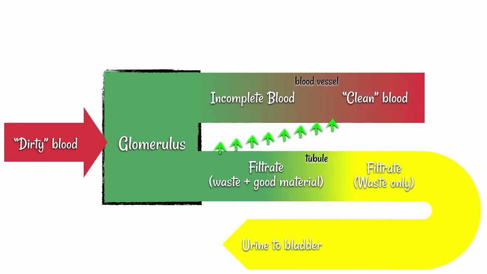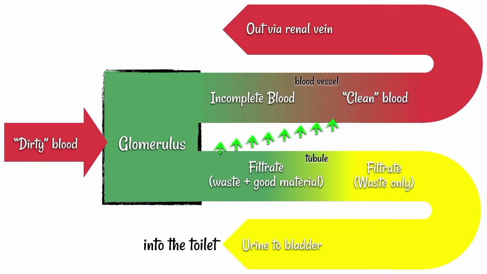It's going to go to the bladder, and the material is now known as urine, and from there it can exit the body and go into the toilet. Obviously now the blood, which is useful, will go out of the kidneys via the renal vein, and it will go back into the circulation where it can be used like normal.